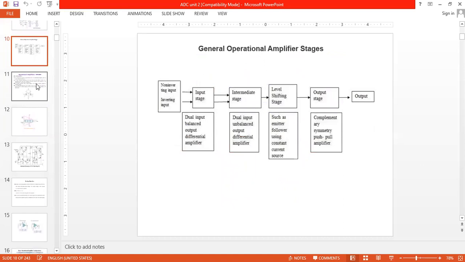This is the internal operational amplifier stages. We give input at the non-inverting terminal and inverting terminal. Then it is given to the input stage and then to the intermediate stage. Then the level shifting stage. Finally will be the output stage. Each stage will have different outputs and processes.